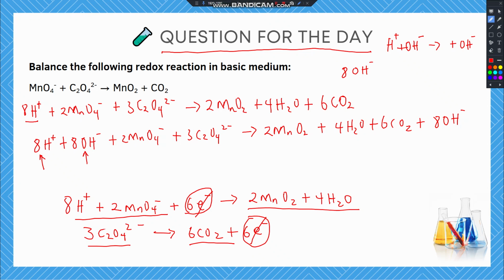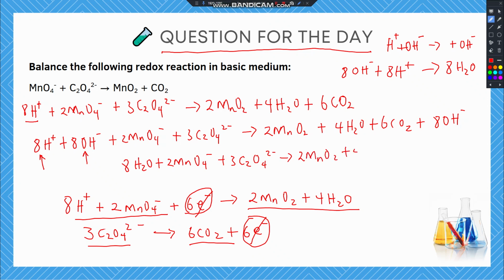So the rule says combine them to form H2O. When we have 8 OH⁻ plus 8 H⁺, it gives us 8 molecules of water. So now what we have is 8H2O plus 2MnO₄⁻ plus 3C₂O₄²⁻, giving us 2MnO₂ plus 4H2O plus 6CO₂ plus 8OH⁻.